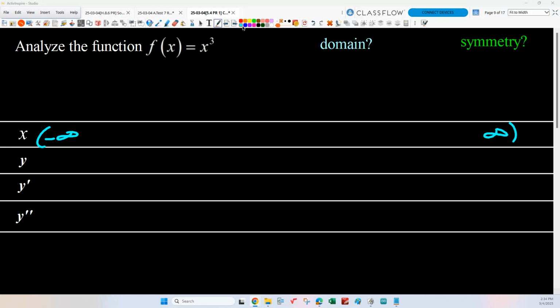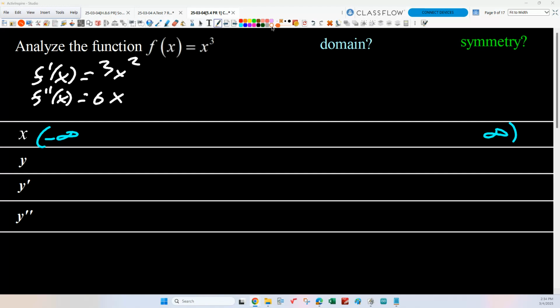Does it have symmetry? What kind of symmetry, odd or even? It has odd symmetry, so it's going to have rotational symmetry about the origin. We know that. What about our derivatives? First derivative is 3x squared. Second derivative is 6x.